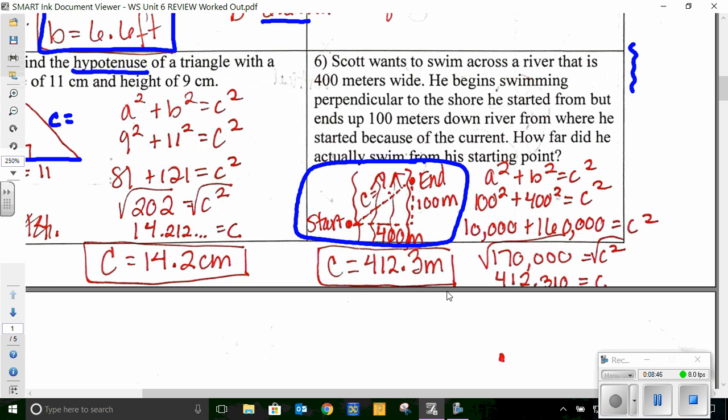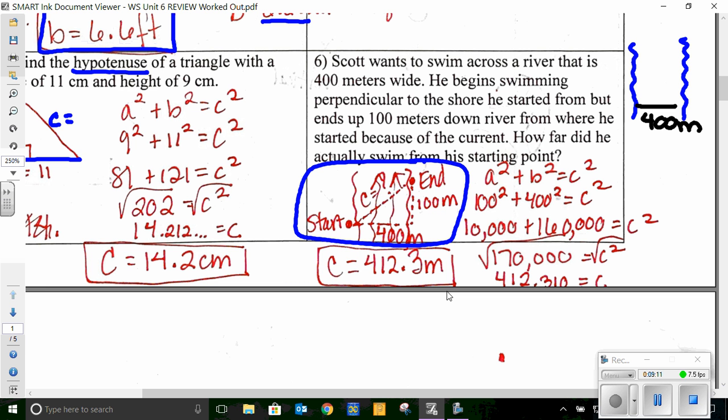So if this is a river, here's the river here, and we already know that the width of the river was 400 meters. So from here to here, this is 400 meters. Okay, so again, we're drawing a picture, making sure we're okay with what we're doing there. Now it says that he begins swimming perpendicular to the shore that he started from, but he ends up 100 meters down the river from where he started because of the current.